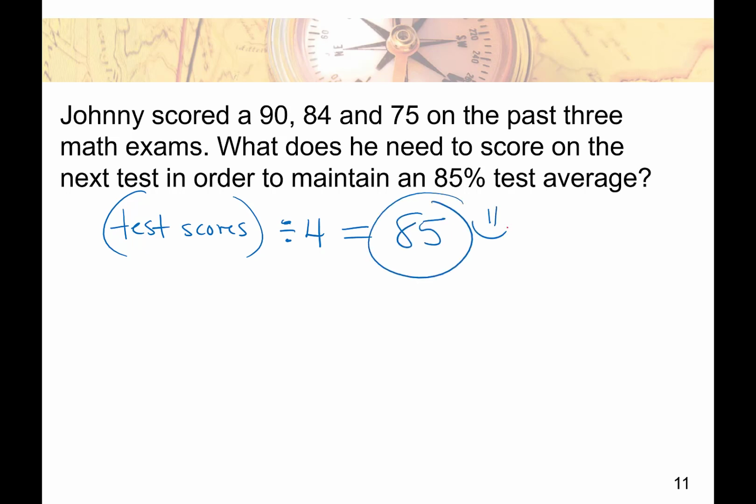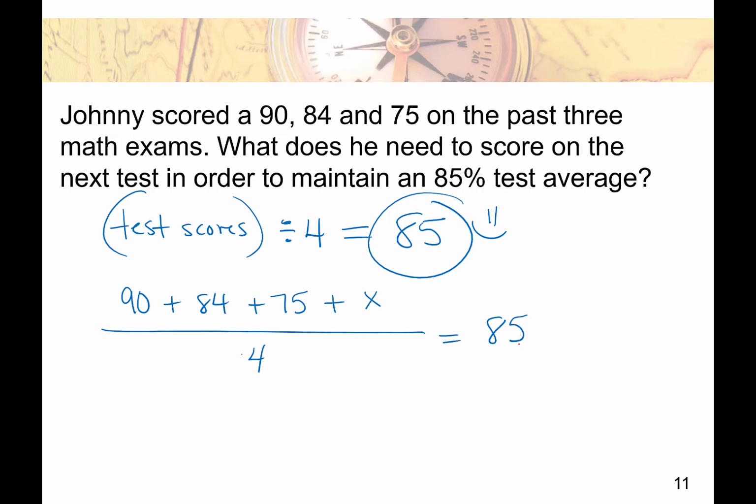Okay, so let's look at his test scores. We know that he had a 90 already, an 84, a 75, and we don't know the last test, so I'm going to put in the variable x. When we divide that sum by 4, we want it to equal 85. Do you see now that we have this algebraic equation and we just need to solve for x? If I add those 3 tests together, it's 249 plus x, divided by 4, equals 85.